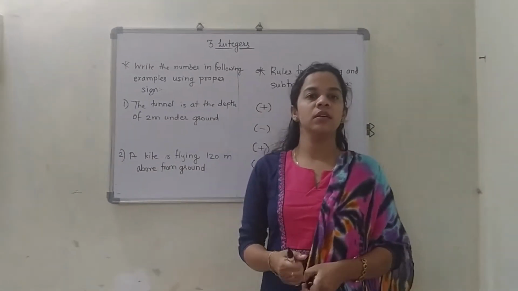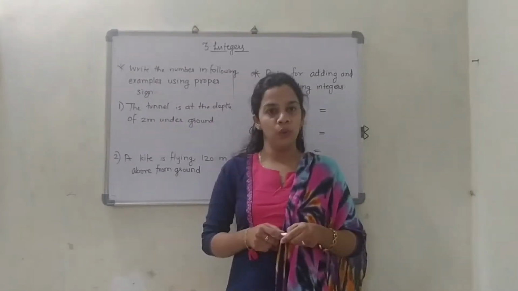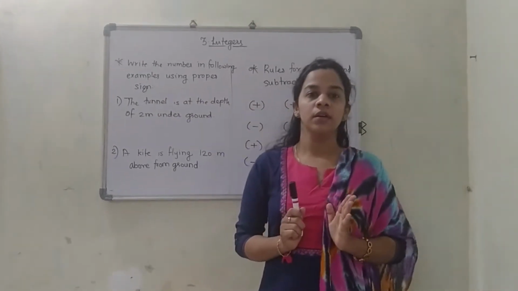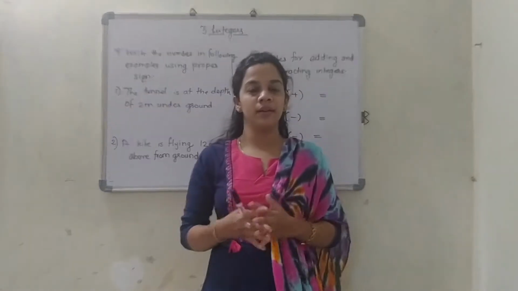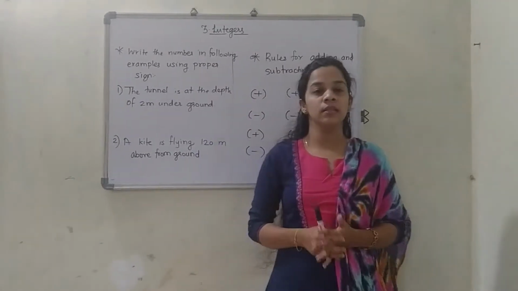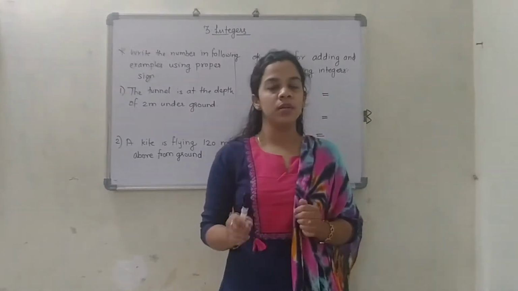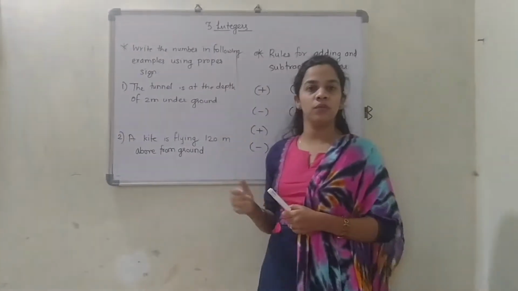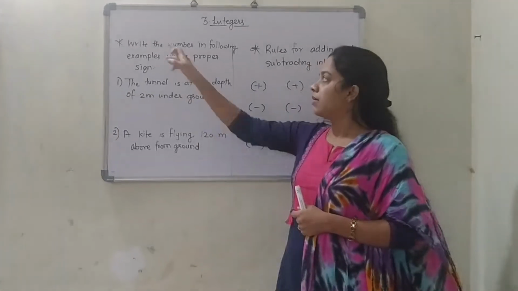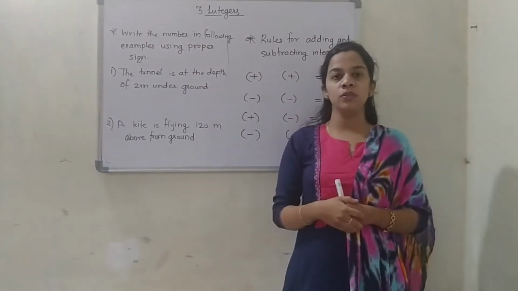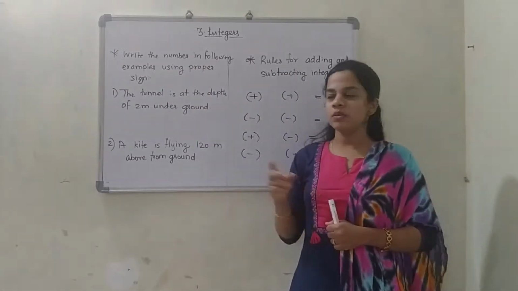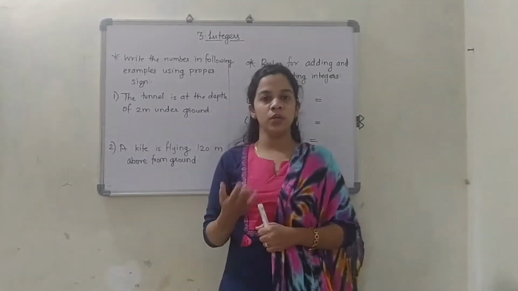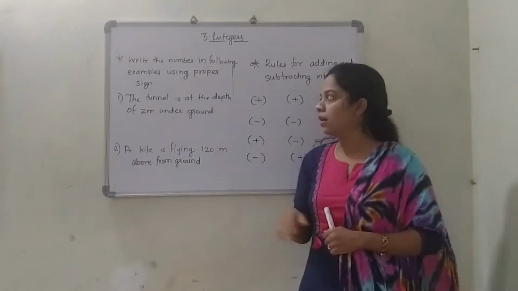That day we have seen the concept of natural number, whole number, positive number, negative numbers, and what were integers. We have also seen the number line, how we are going to denote the numbers over there. So just pay attention. There is one question from your exercise, that is write the numbers in the following examples using proper sign. I am just going to solve two questions from it so that you will understand how we are going to write it.